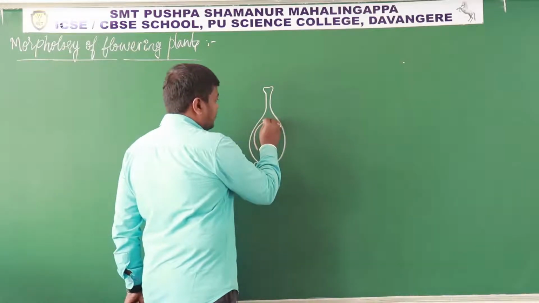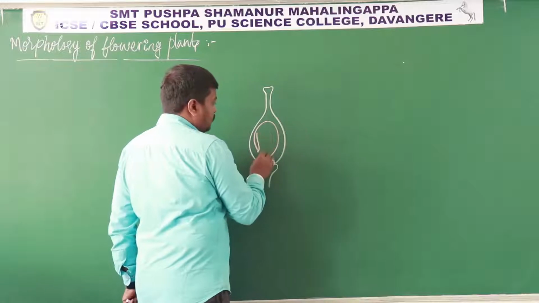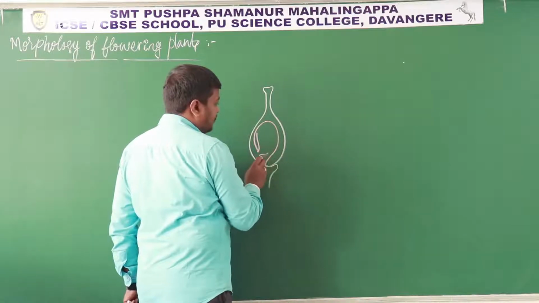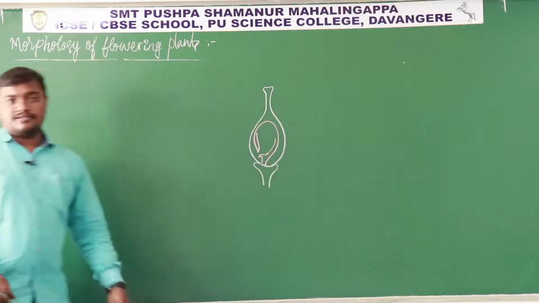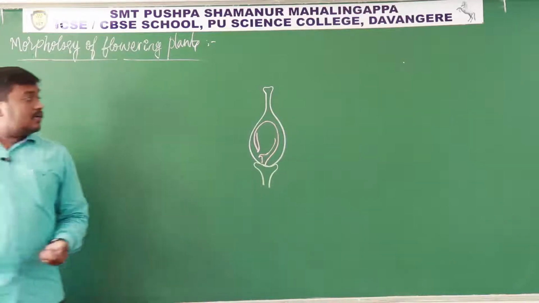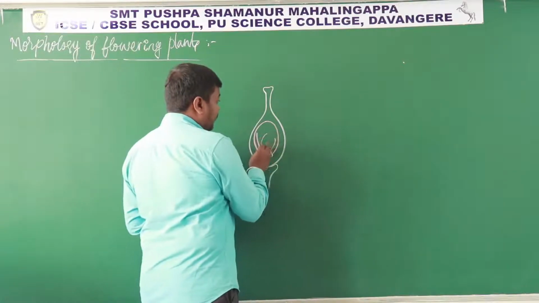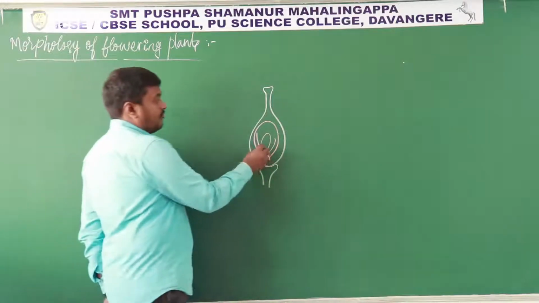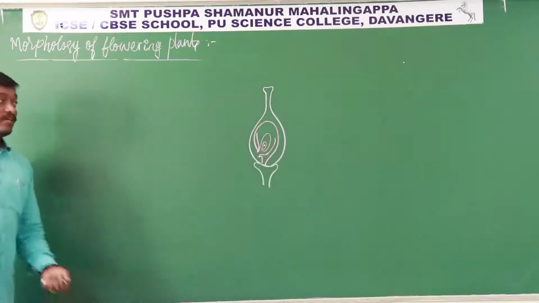As we discussed yesterday, there are different types of placentation: basal placentation, marginal placentation, parietal placentation, and free central placentation. Inside this ovule is the female gametophyte. The female gametophyte consists of one egg.